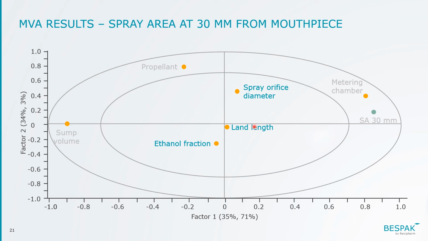Spray orifice diameter has a bigger influence, as evidenced by being further away from the centroid, but is less influential than the variables described in the previous slides. In this case, larger spray orifices are weakly positively correlated with increased spray areas.